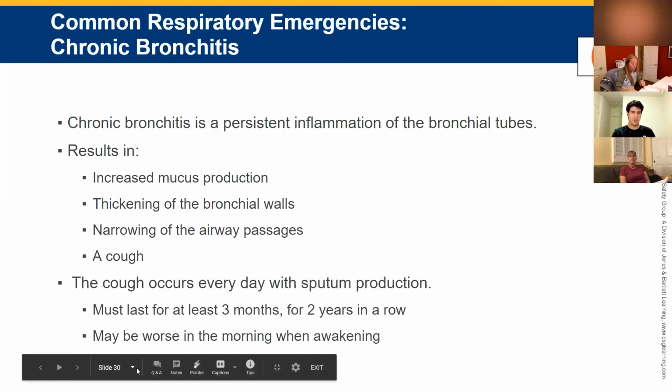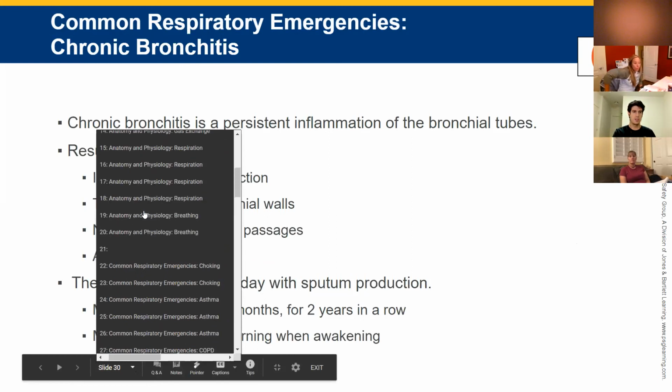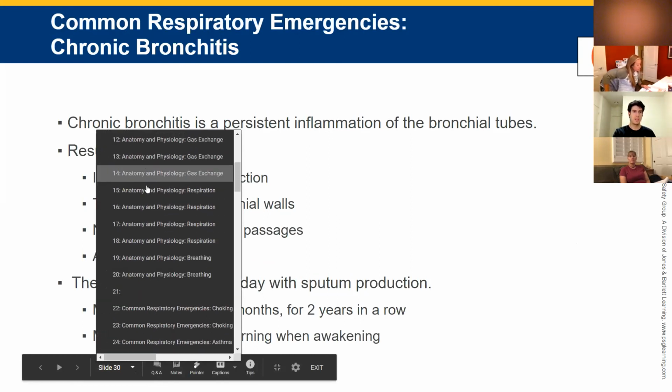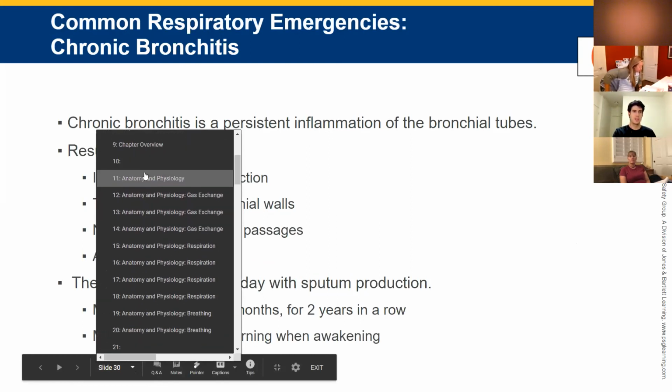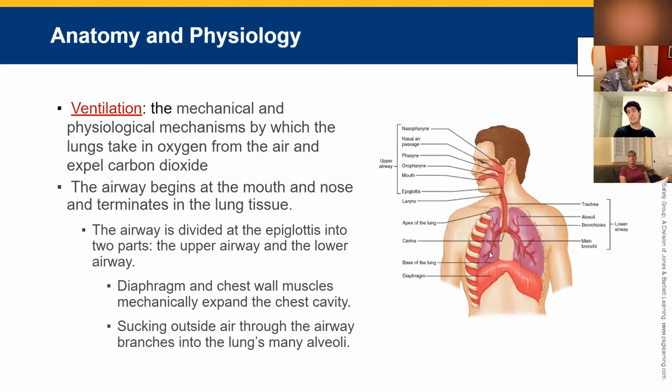If I can actually go back, let's see. We'll just go to here, anatomy and physiology. The bronchioles are these guys. Bronchitis just means inflammation of the bronchioles. So if you hear that, itis always just means inflammation in medicine. Itis equals inflammation. So bronchitis is just inflammation of the bronchioles.